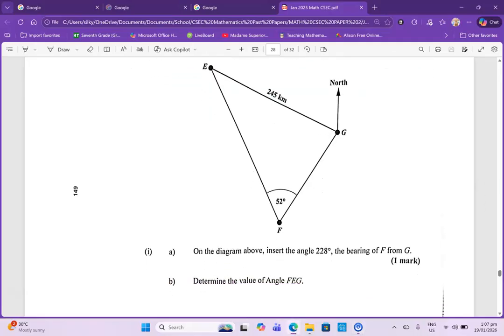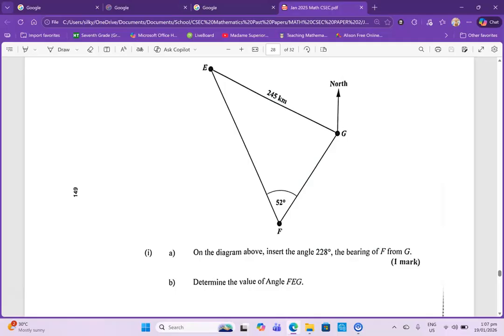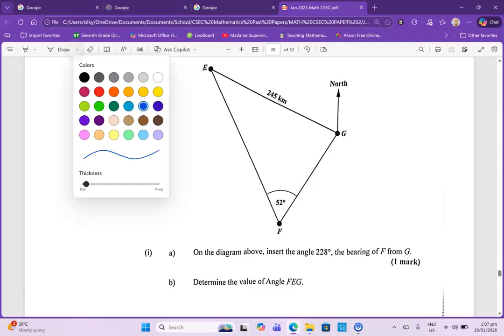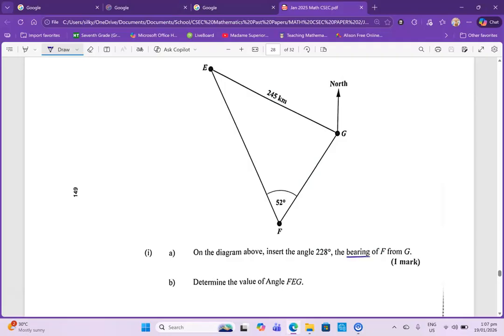So for part 1, part A, we need to insert the angle 228 degrees, the bearing of F from G. Right, so bearings are measured clockwise from north from the reference point. And since we're measuring the angle from G, we already have the north line drawn at G. So clockwise from that north line up to the line that joins G to F will be that angle in blue, which is 228 degrees. So that's the bearing.